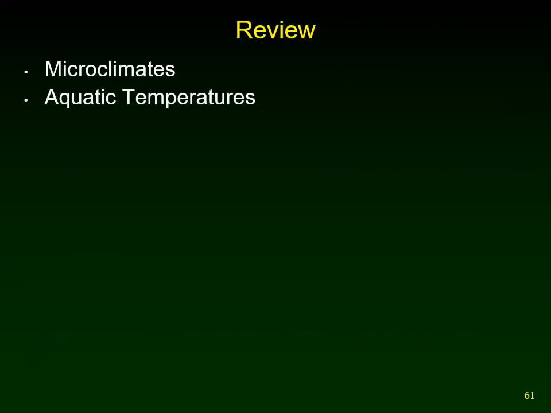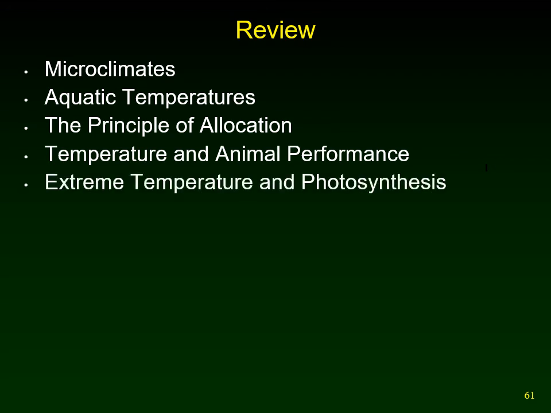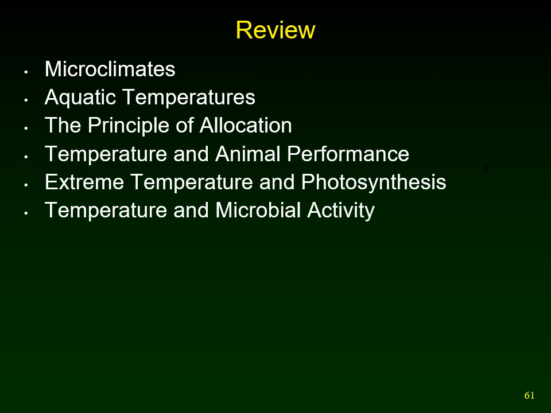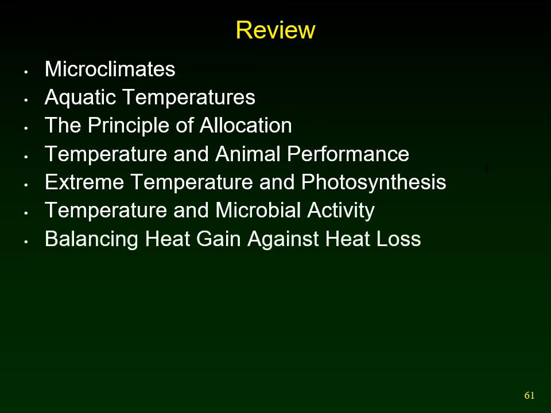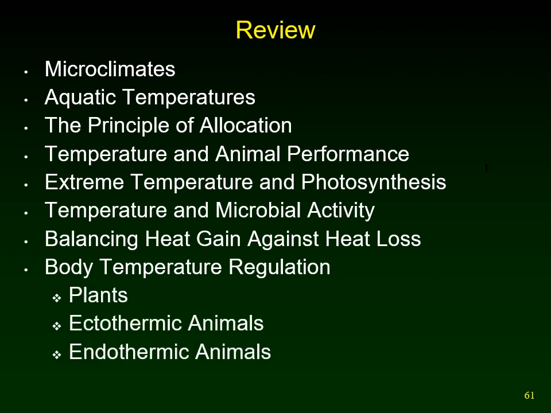So there's a chapter. We talked about microclimates. We talked about aquatic temperatures, water moderating the climate. We talked about this important principle of allocation, that you're well adapted to certain environmental conditions, but not well adapted to all of them. Temperature and animal performance we talked about. We talked about extreme temperatures and photosynthesis. We talked about temperatures and microbes. We had the equation of balancing heat gain and heat loss, and we had a few examples there. How we regulate our body temperature in plants, ectotherms, endothermic animals, and some behavioral mechanisms for surviving extreme temperatures.